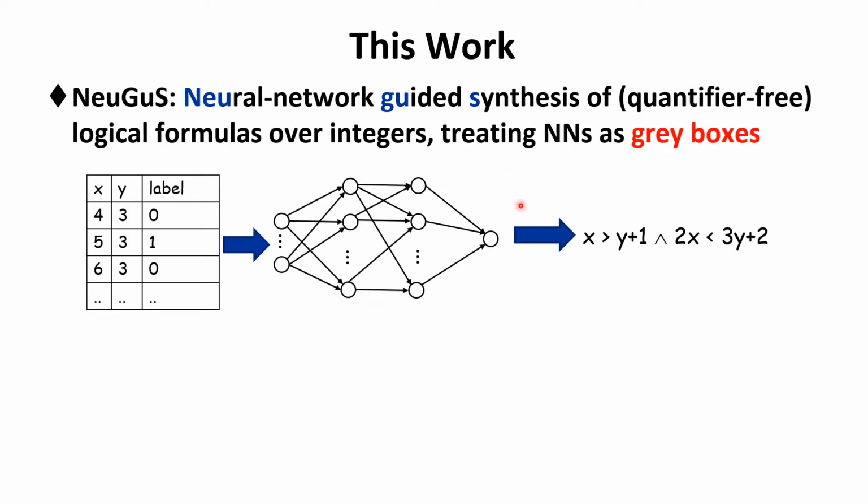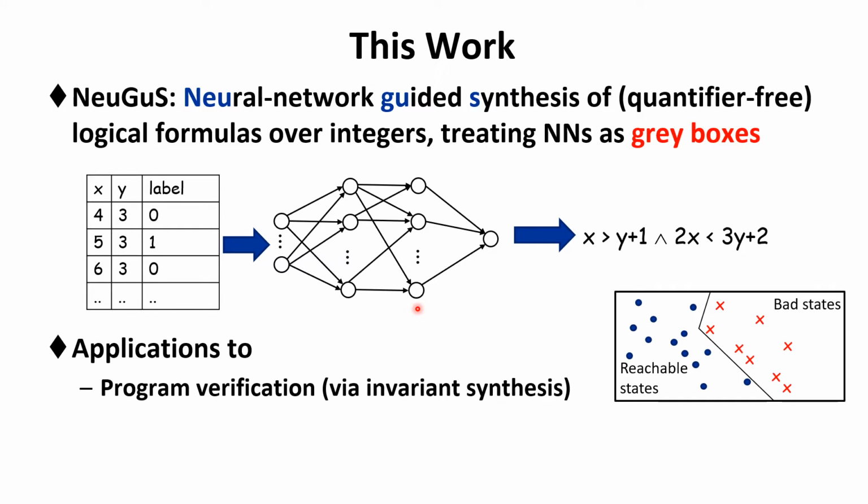In this talk, we'd like to propose a new method for synthesizing logical formulas over integers by using neural networks as gray boxes. Given this kind of learning data, we first train a neural network and then construct a logical formula like this one by using the neural network as a hint.